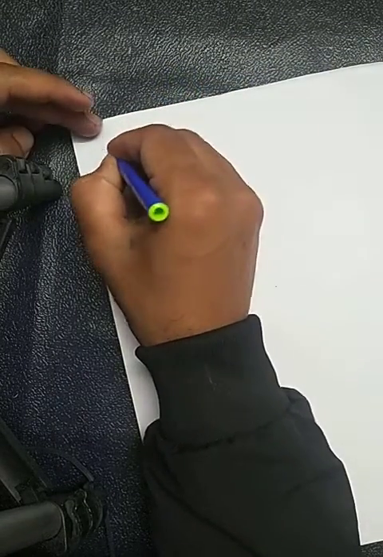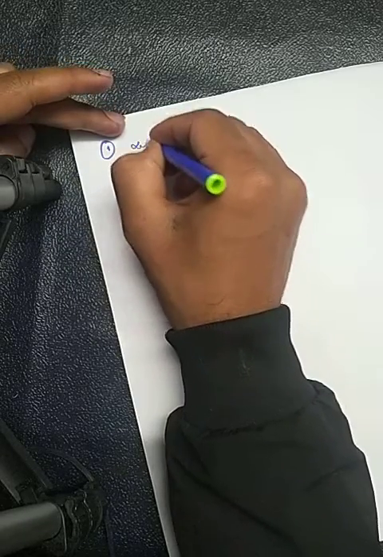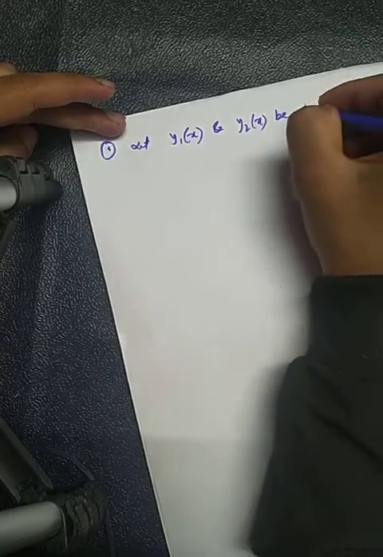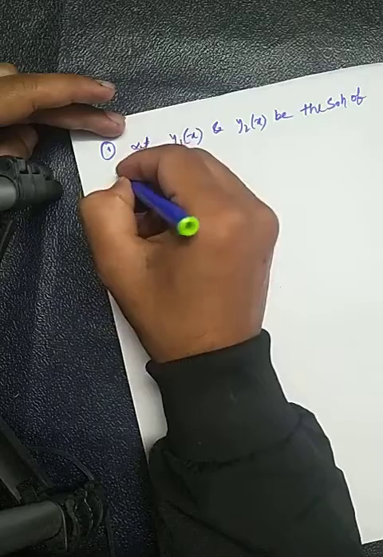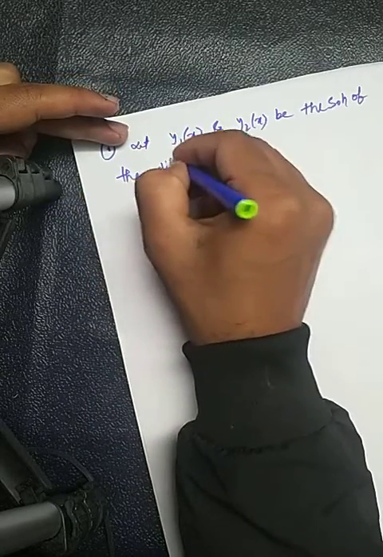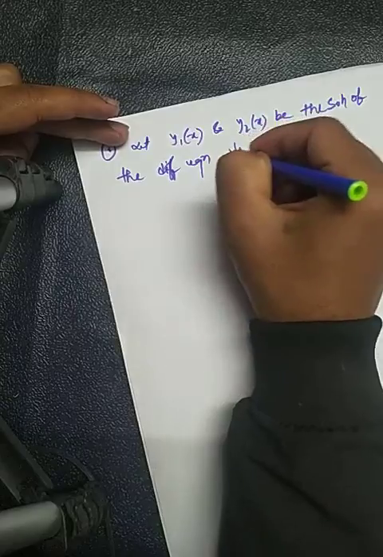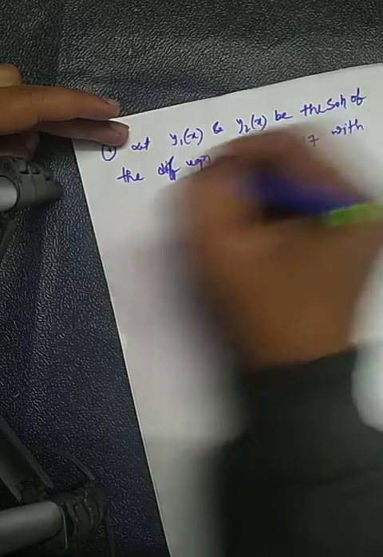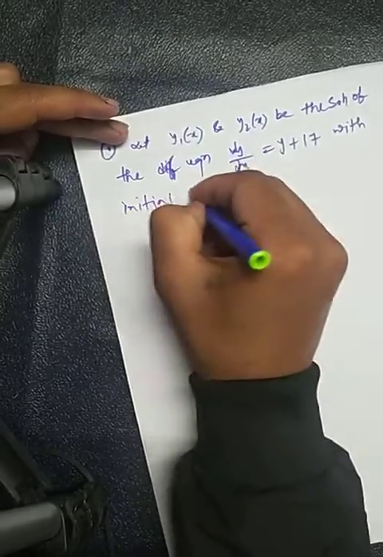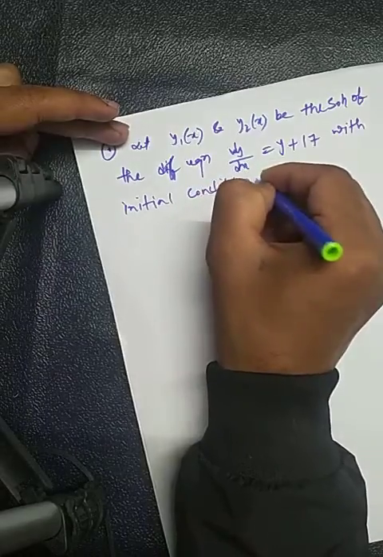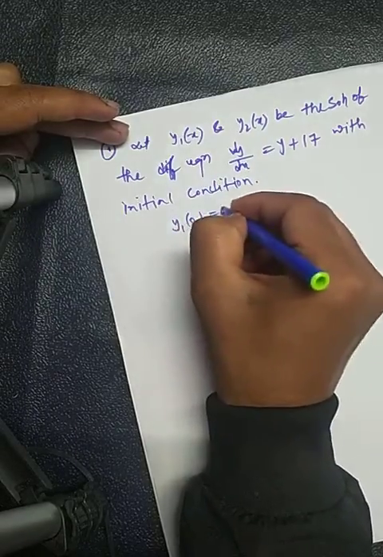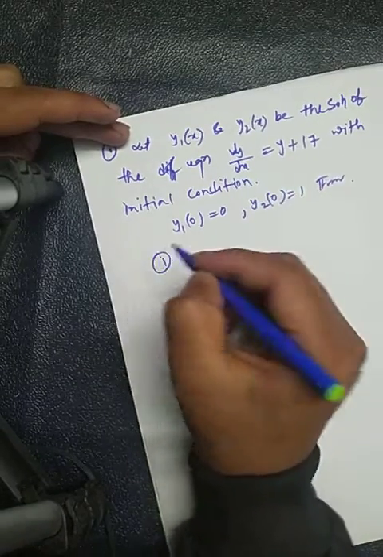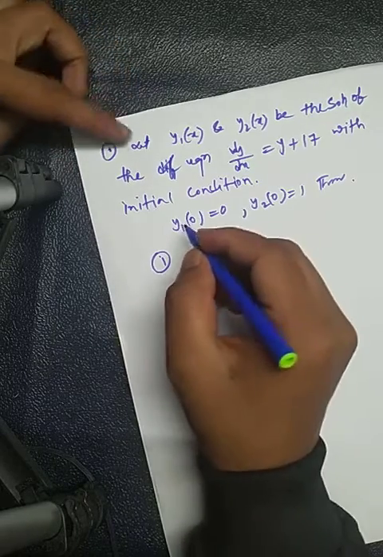So the first problem, say one, says: let y1(x) and y2(x) be the solutions of the differential equation dy by dx is equal to y plus 17, with initial conditions y1(0) is equal to 0 and y2(0) is equal to 1. Then which of the following is true?